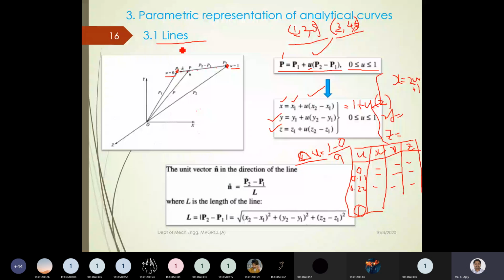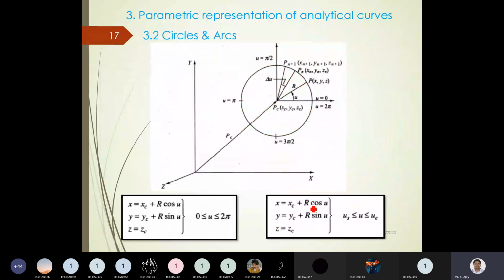And now coming to the unit vector n bar in the direction of the straight line, you know all these vector calculations. So unit vector, given any two endpoints, unit vector is p2 minus p1 by L, where L is the modulus of p2 minus p1, which you can calculate from this, which is nothing but the length of the straight line, right?